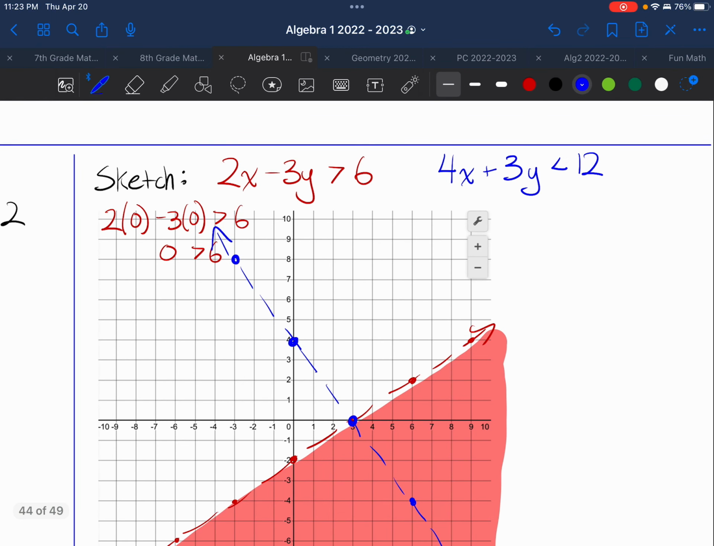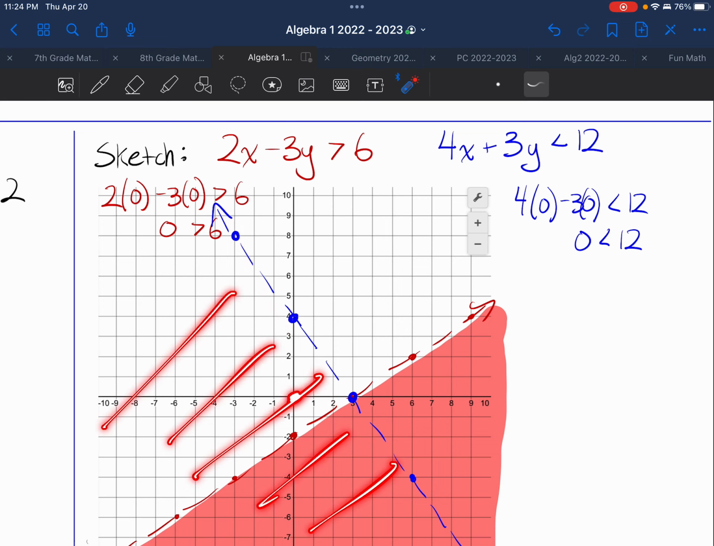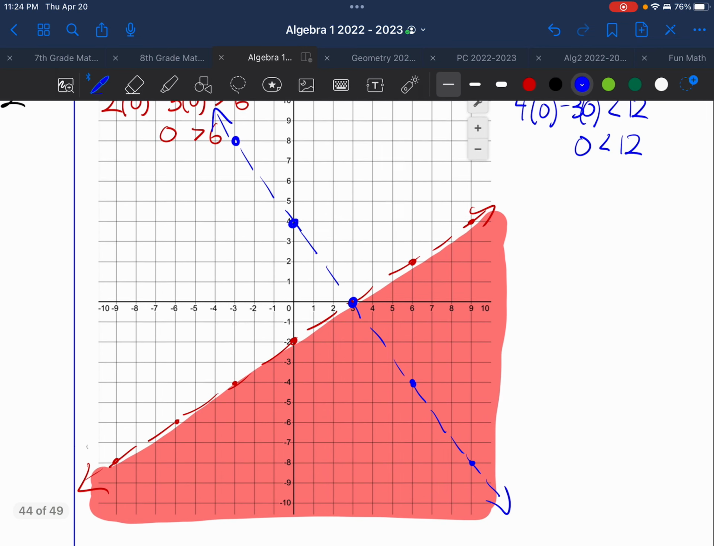So check it out. If I do 4 times 0 minus 3 times 0 is less than 12, I eventually have 0 is less than 12, which is true. So if that's true, then finally we get our first happy face, and that means that this point is in the solution, which means everything down here is a solution, and I can shade that all in with blue.